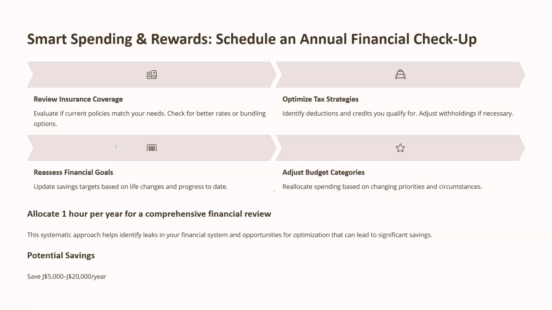But you can also look at the vehicle related expenses. And then you want to see how you can optimize each of those expenses using the strategies that we've spoken about. You can also reassess your financial goals. So update your savings target based on life changes as well as your progress. And then also adjust your budget and the budget categories based on your actual spending habits and not just what you think you're going to spend on.